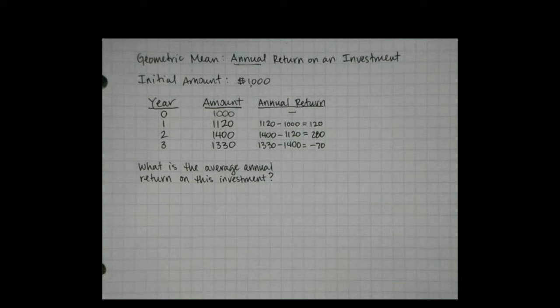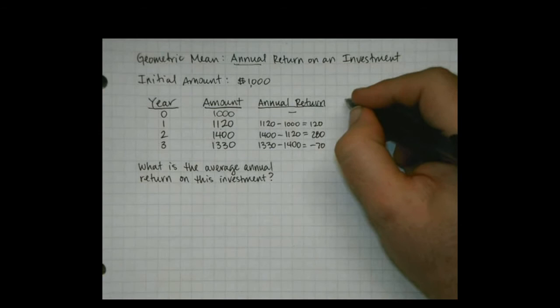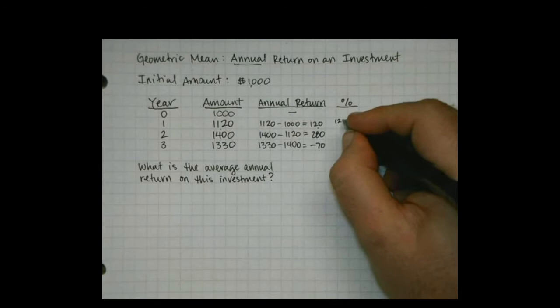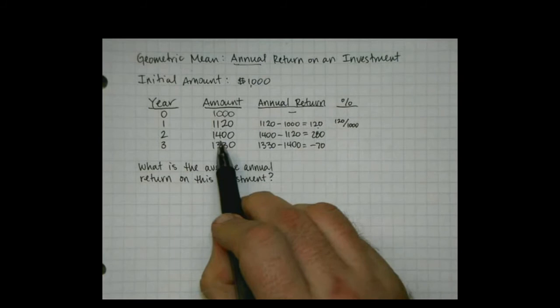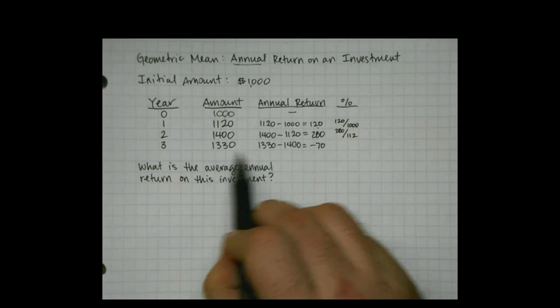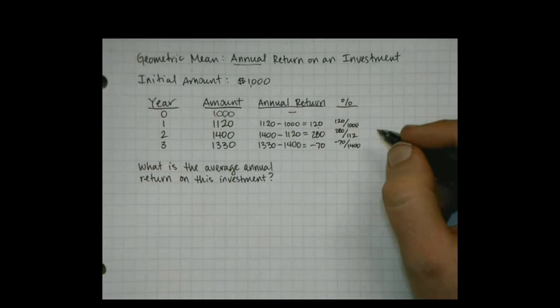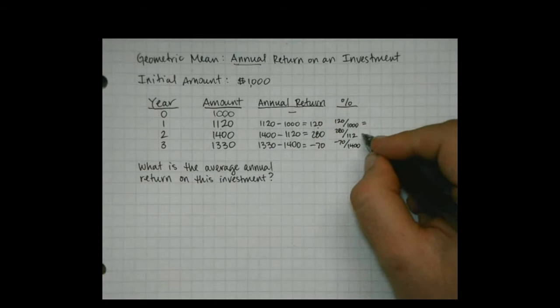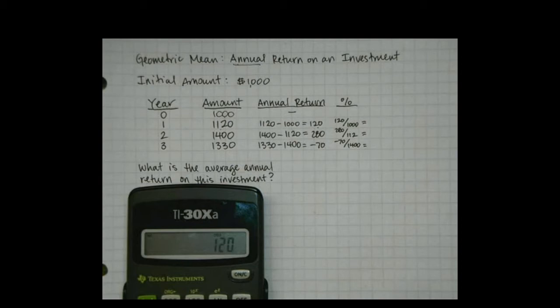So this is the annual return, but what is this as a percent? Well, we need to take that number and divide it by the amount it was before. So this grew $120 out of the original $1,000. This grew $280 out of the original $1,120. And this one shrunk by $70 out of the original $1,400. So we'll get decimals here. 120 divided by 1,000 is 0.12.